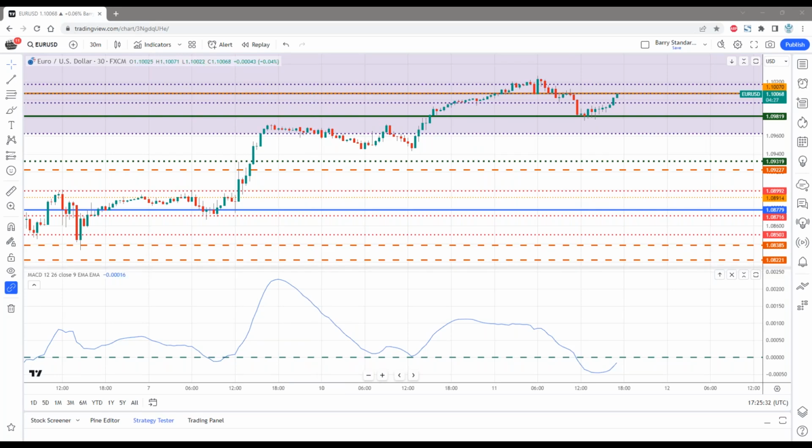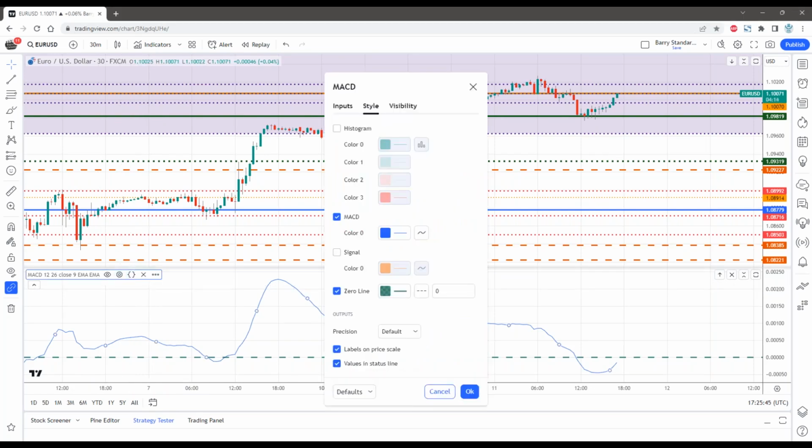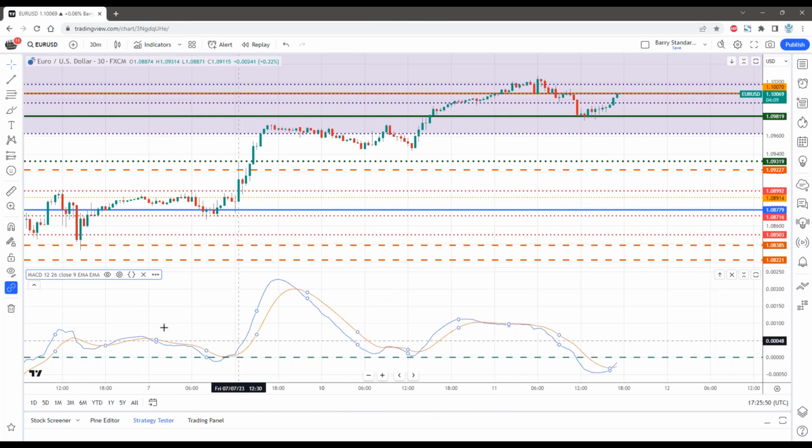So Gerald Appel took MACD one step farther. We're going to go several steps farther. But the next step he did was make what we call a trigger or a signal line. The signal line is a 9-period moving average of the blue line. So it's a moving average of the difference of the two above moving averages.